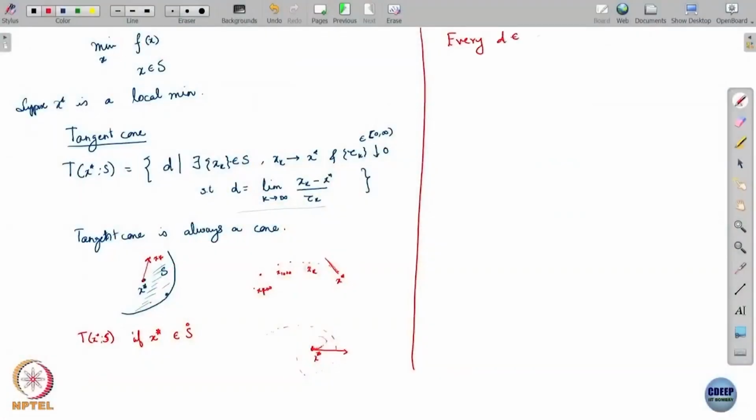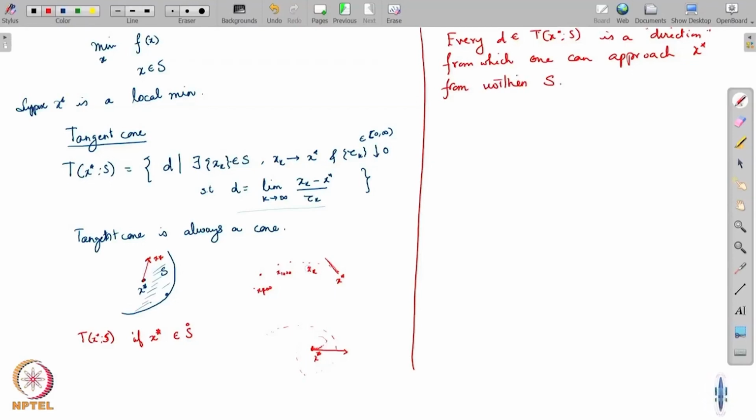So, every D in the tangent cone is a direction from which one can approach x star from within S. While staying within the set S, the set of directions by which you can approach x star is the tangent cone.